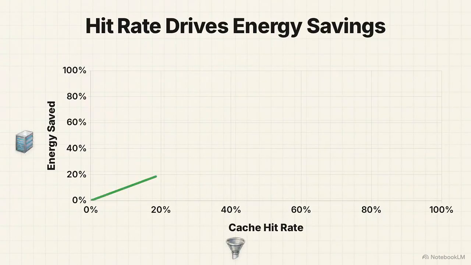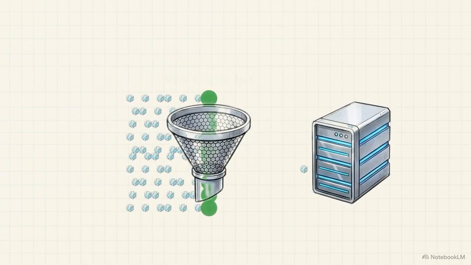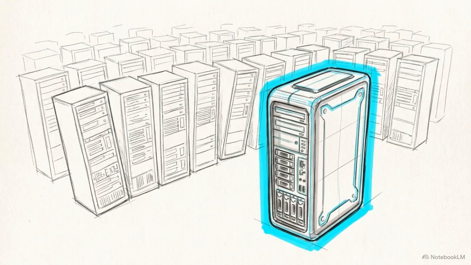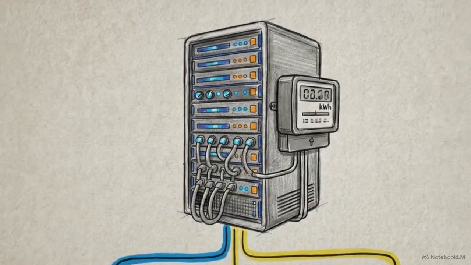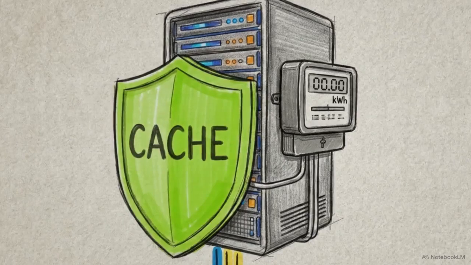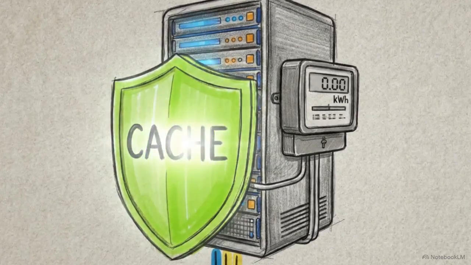The energy benefits scale linearly with that hit rate. If a CDN operates at a 95% hit rate, the origin servers only process 5% of the total traffic, drastically reducing the required server footprint. Caching is an architectural necessity. It is the primary mechanism for dropping the energy cost of repeated computations to near zero.